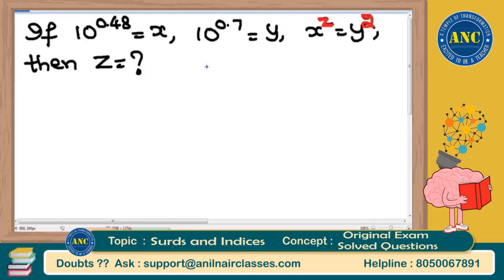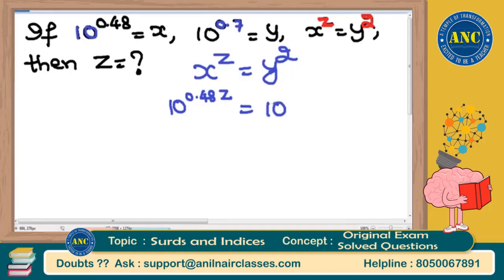Now see here, sir. The condition given is x power z is equal to y power 2. X is nothing but 10 power 0.48. It is 10 power 0.48 whole power z. A power m whole power n is a power m into n. So this is 0.48 times z. Y is nothing but 10 power 0.7, whole power 2. It is 10 power 0.7 into 2. It is 1.4.